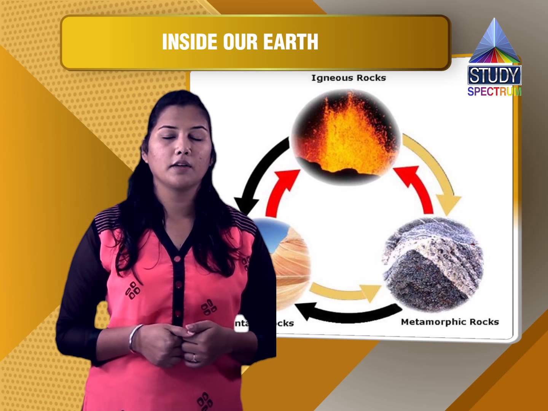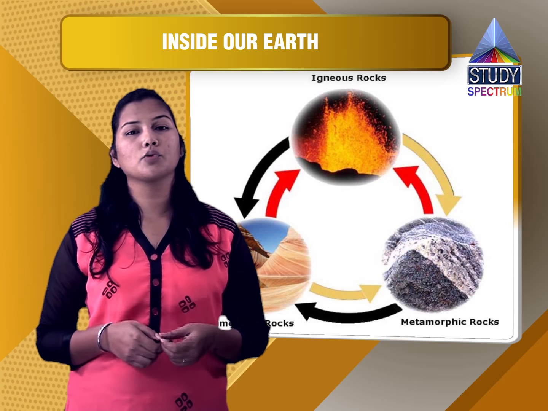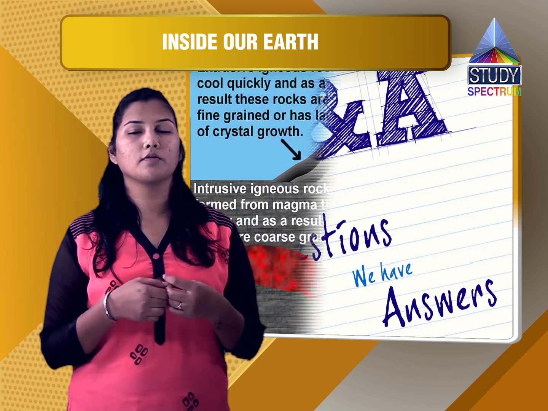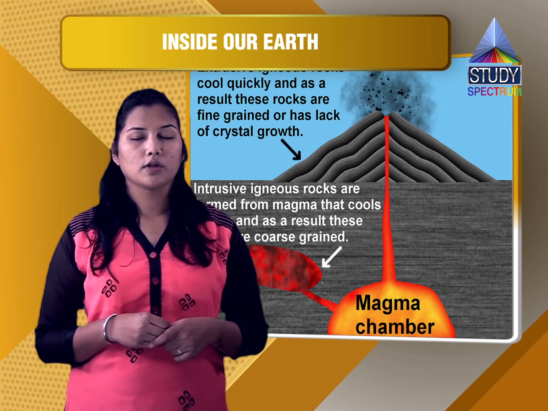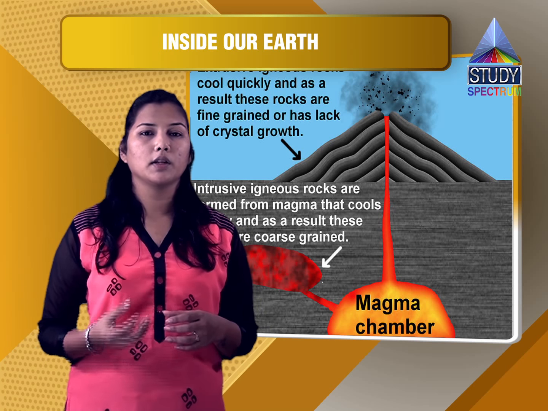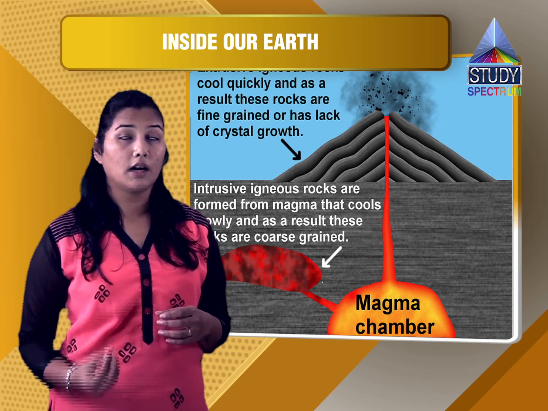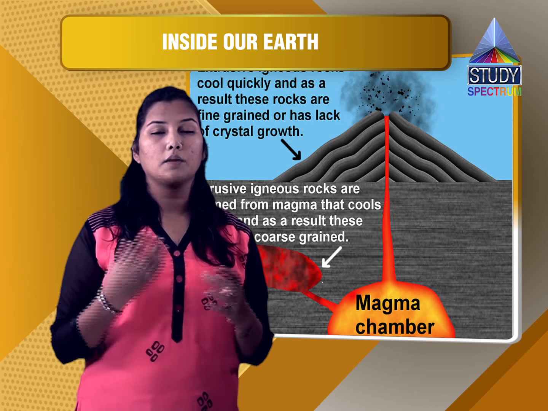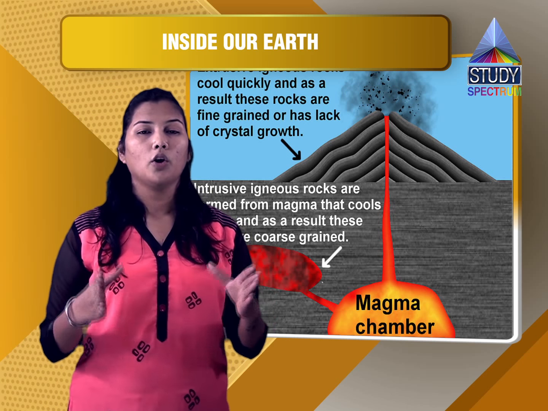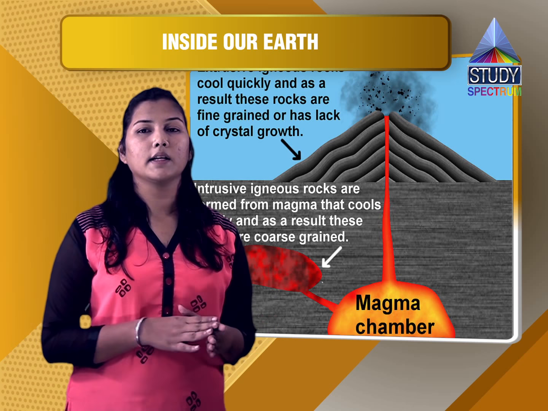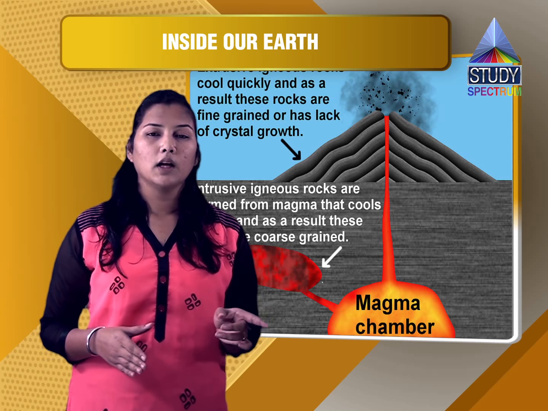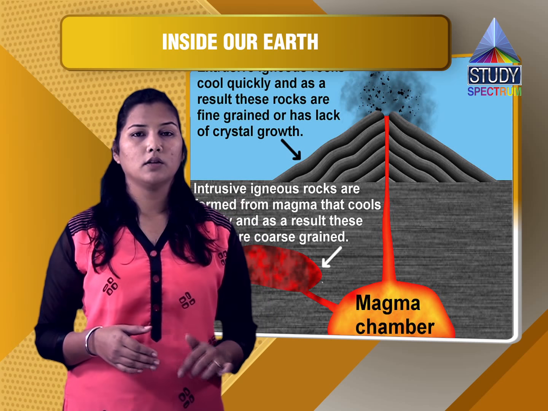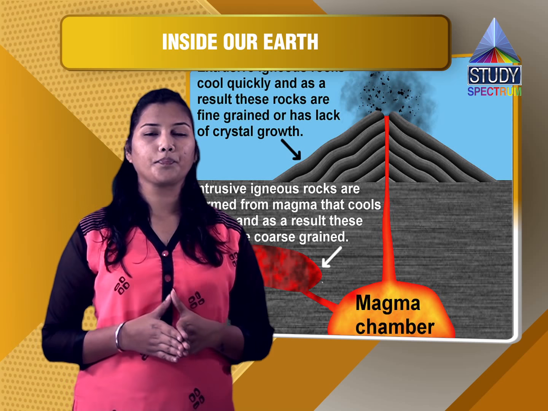The next question that we have is, how are extrusive rocks and intrusive rocks formed? Let's come down to extrusive rocks. Whenever there is a volcano eruption, the lava comes down and cools down on the surface of the earth. It is known as extrusive rocks. When the lava cools deep inside the earth, it is intrusive rock.